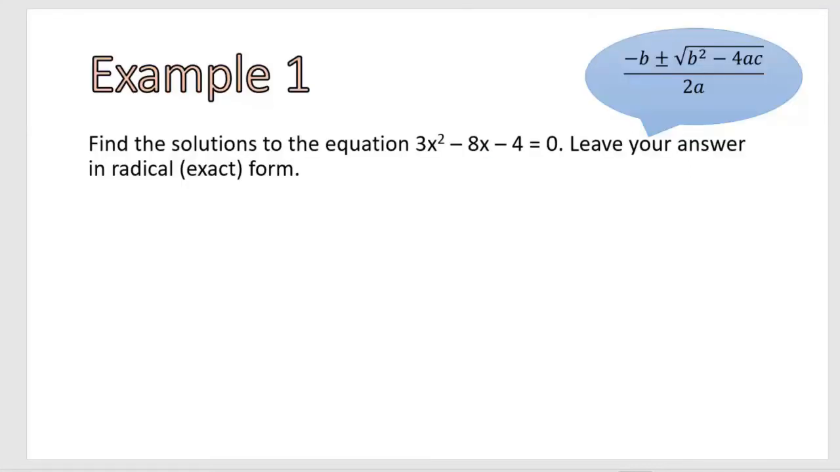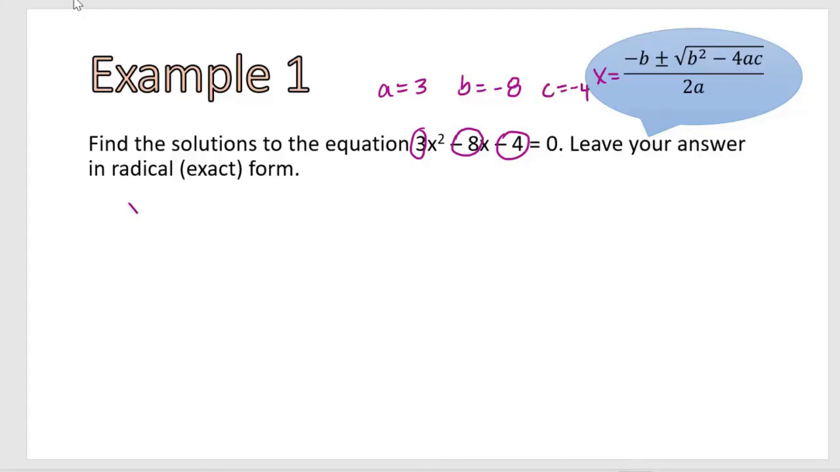Here's our first example. As a reminder, the quadratic formula is up in this right-hand corner. Our first job then is to identify the values for a, b, and c. Well, a is the coefficient of x squared. So for us, a is equal to 3 in this question. B is the coefficient for x. So here the value of b is negative 8. And finally, the constant is our value for c. So here c is equal to negative 4.